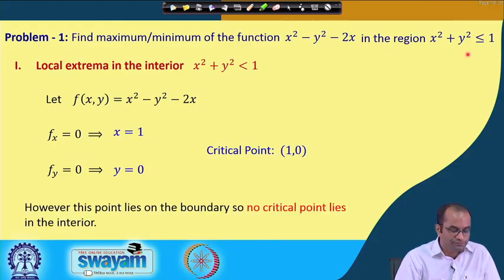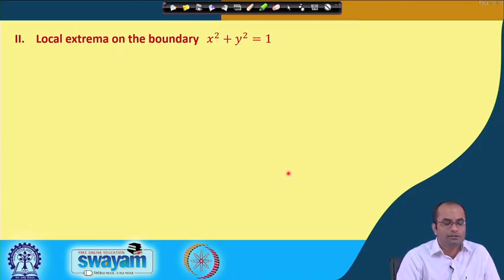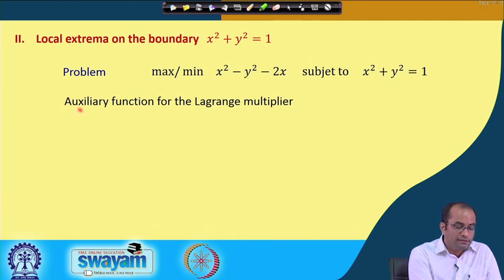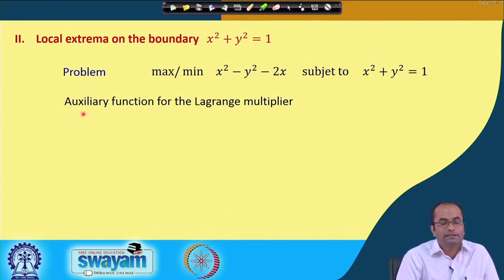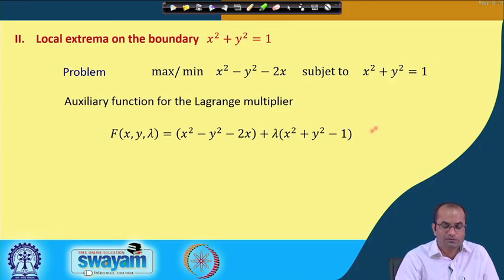So, the next problem will be that we will look now for the local extrema on the boundary, x square plus y square is equal to 1. So, the problem is to find the maximum and minimum subject to this condition, and that is the problem which we will solve using the Lagrange multiplier, because here we have exactly this constraint that x square plus y square is equal to 1. And for that we have to define the auxiliary function. So, that will be this function itself, x square minus y square minus 2x, plus lambda times this constraint x square plus y square minus 1.